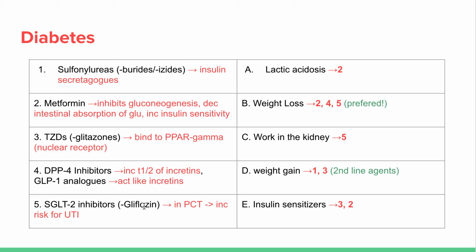The adverse effect you're going to see with this is, because of all that increased glucose in the urine, you're going to have an increased risk for UTI, because bacteria are going to feast on that glucose. Okay. And these are also preferred in the sense that they do cause weight loss. However, metformin is really our number one choice of drug.